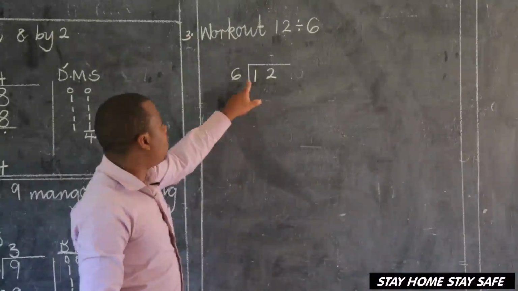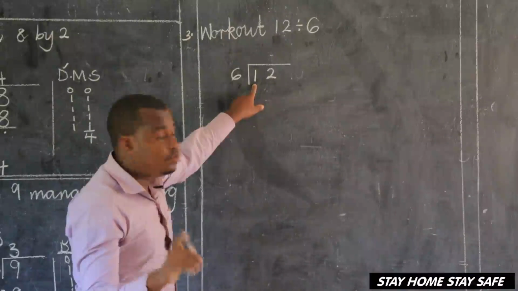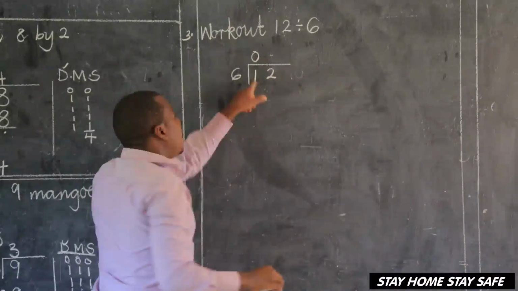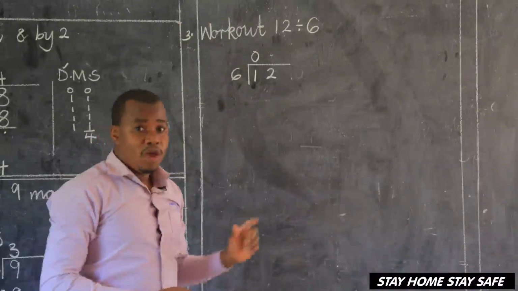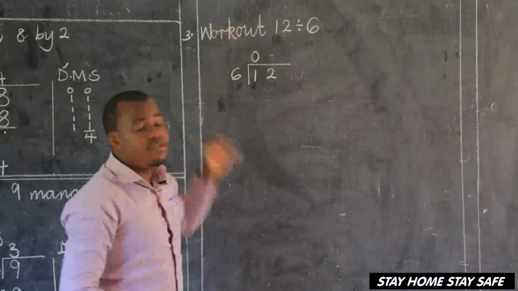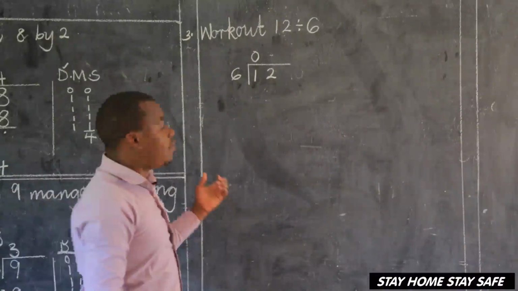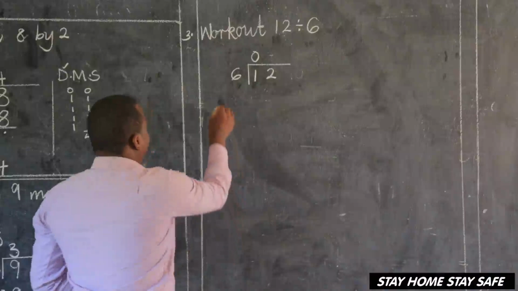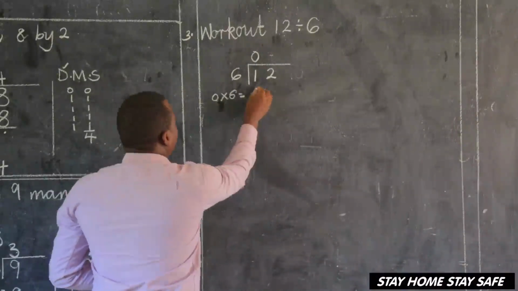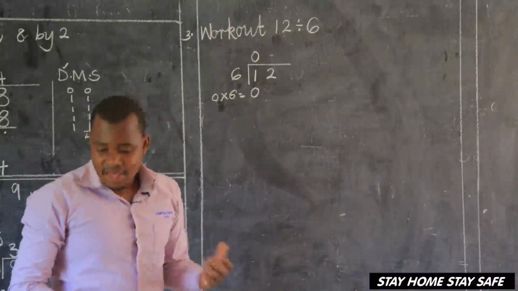So what is 1 divided by 6? 1 is small. And so what shall we do? We shall put there a 0, because we cannot. When the number is smaller than the divisor, we write a 0 there, right? Then after that, you now go to multiplication. You'll come and have 0 times 6 equals 0. And the number multiplied by 0 is 0.